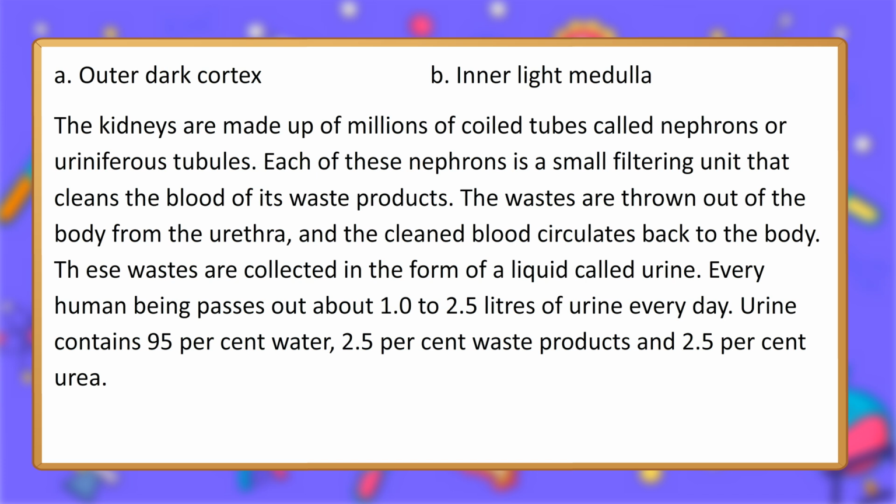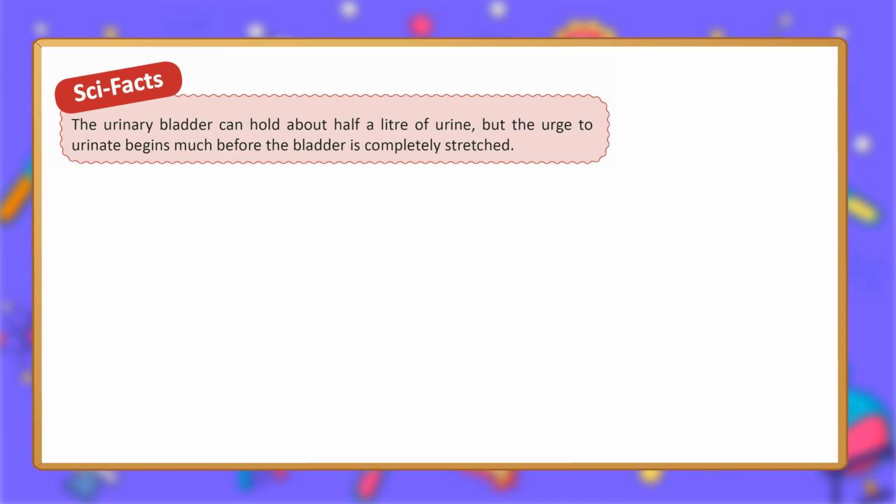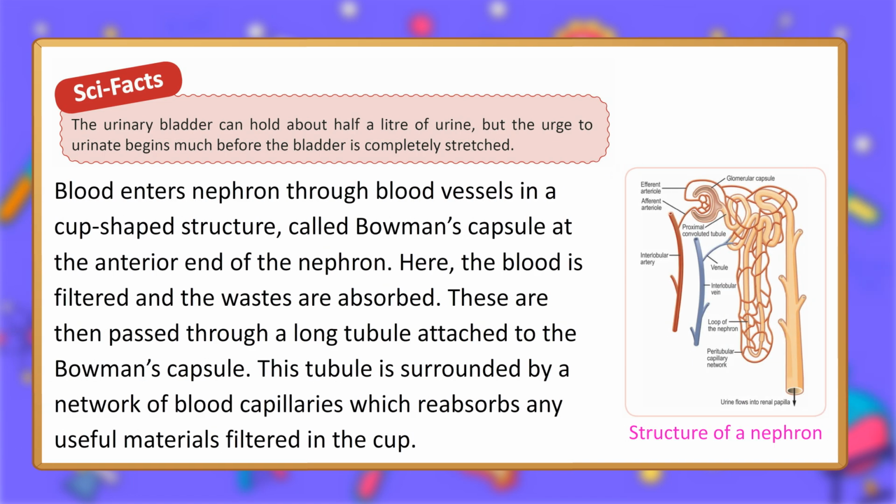These wastes are collected in the form of a liquid called urine. Every human being passes out about 1.0 to 2.5 liters of urine every day. Urine contains 95% water, 2.5% waste products and 2.5% urea. Sci facts. The urinary bladder can hold about half a liter of urine, but the urge to urinate begins much before the bladder is completely stretched.